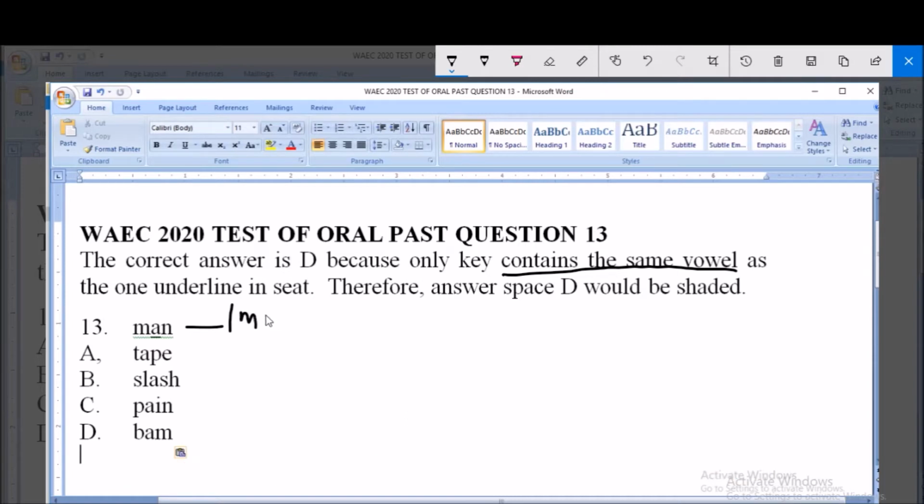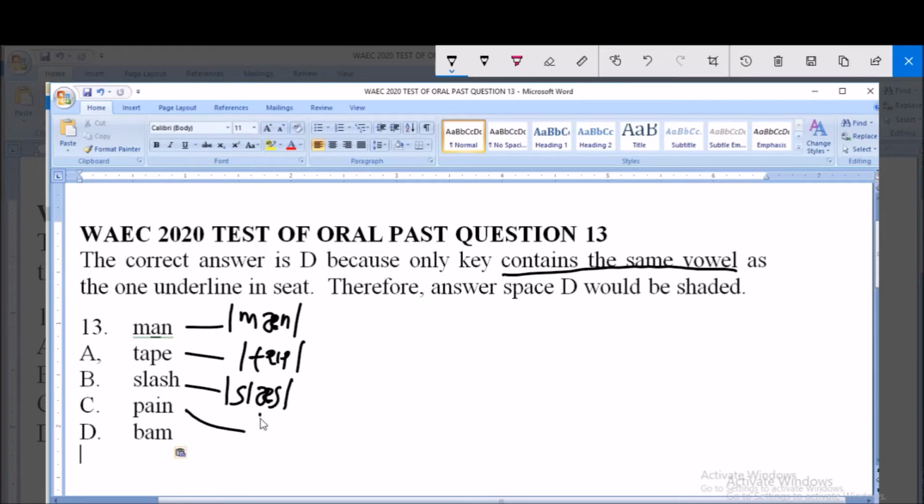So by international phonetic transcription, the letter A sounds as short A. Take note of that. Option A here is pronounced as tape. Then option B is pronounced as slash. Then the A here is also short A.